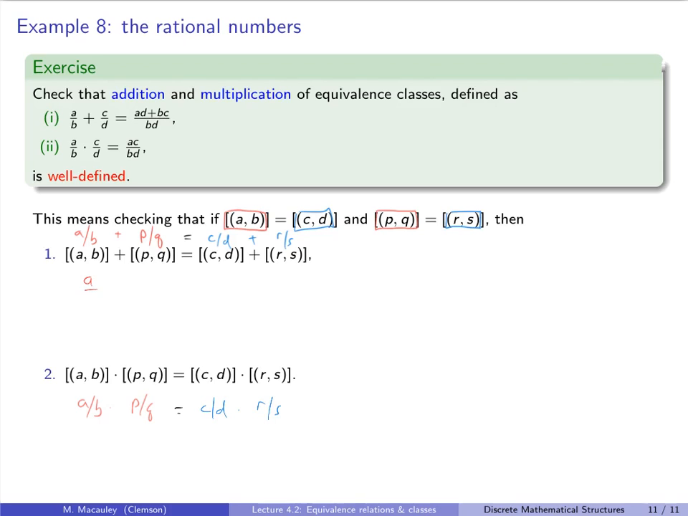I'm not going to go through all the details, it's kind of messy algebra, but let's see how it would go. If I add A over B plus P over Q, I'm going to use this more vertical fraction notation now. Then by definition, using the definition up here, I get AQ plus BP over BQ. And what you better get is CS plus DR over DS. That's what C over D plus R over S is, and it better be the case that these two things are equal. Now, how do we show they're equal? Or equivalent. They're the same equivalence class.